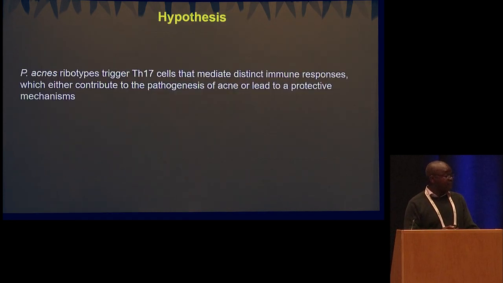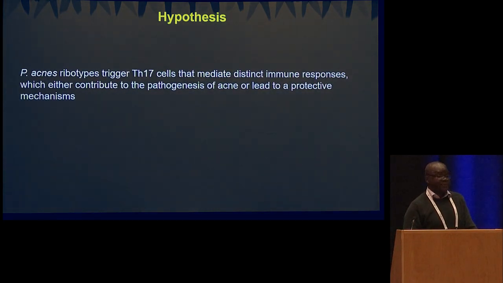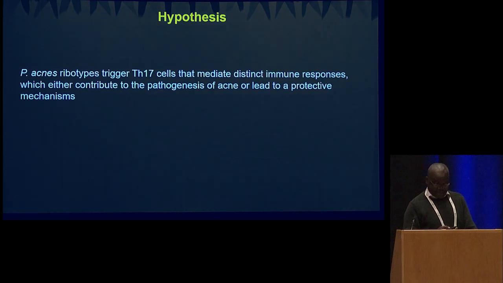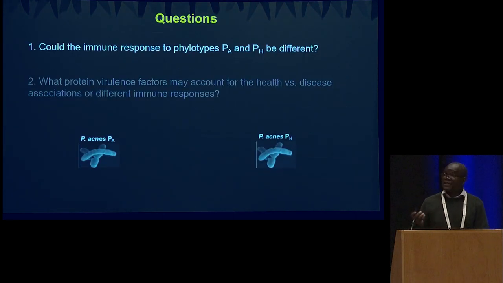Okay, so our hypothesis was that P. acnes strains trigger Th17 cells that mediate distinct immune responses, which either contribute to pathogenesis of acne, or can lead to a protective response. So the question is, could the immune responses by phylotype P and PH be different?